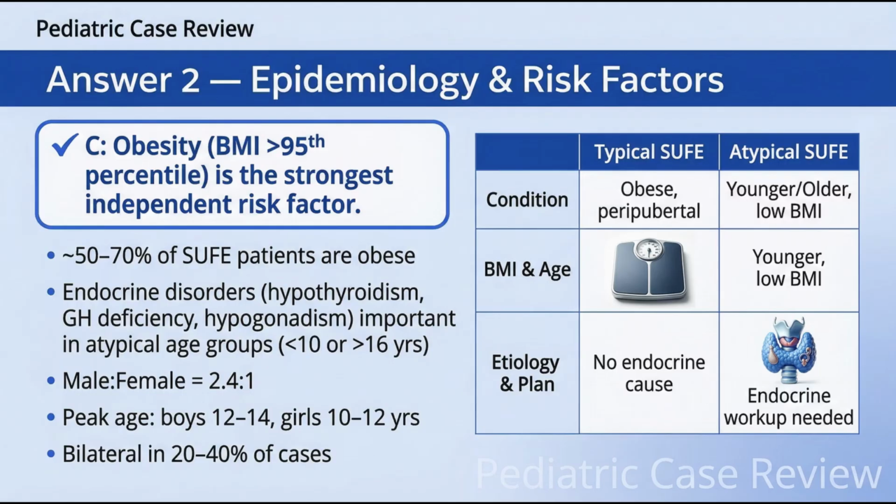An important concept is the distinction between typical and atypical slipped upper femoral epiphysis. Typical cases occur in obese peripubertal children with no endocrine cause. Atypical cases, such as in this boy with hypothyroidism, present at younger or older ages with low body mass index, and always require a full endocrine workup. Bilateral involvement occurs in 20 to 40% of cases.